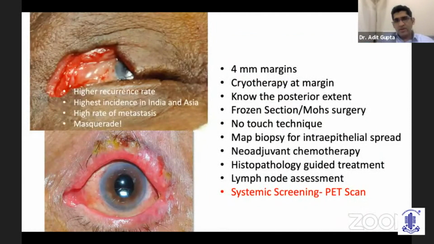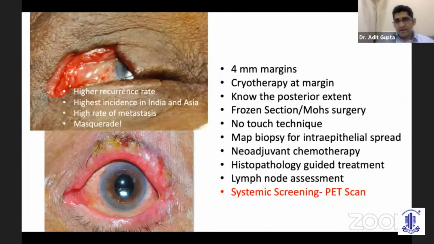Now, management of sebaceous gland tumor is very important because it has a higher recurrence rate than other tumors. It has a high rate of metastasis if there is a recurrence and if not treated well. And it can masquerade as either a chalazion or a chronic blepharoconjunctivitis, as seen in the lower left picture.